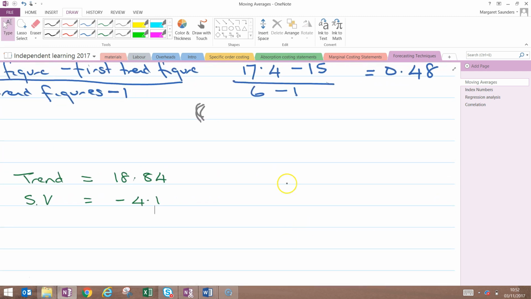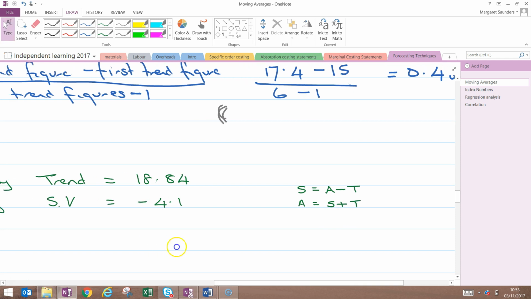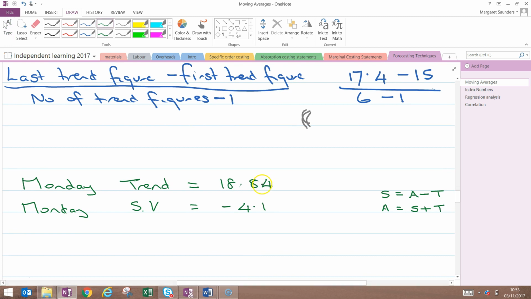And when we originally calculated our seasonal variations, we did actual minus trend. What we're now trying to find out is what we expect the actual sales to be for Monday. So if we were to rearrange this, actual is equal to the seasonal variation plus the trend. So we know that the trend for Monday is 18.84, seasonal variation minus 4.1, add them together, and we have 14.74. And that is our forecasted sales for Monday of week 3.